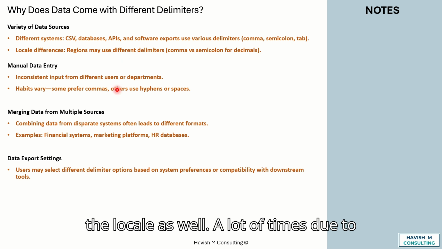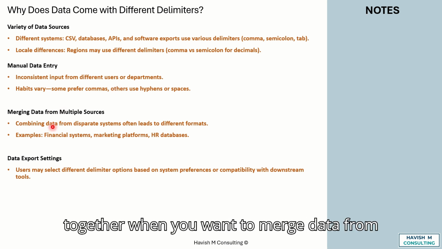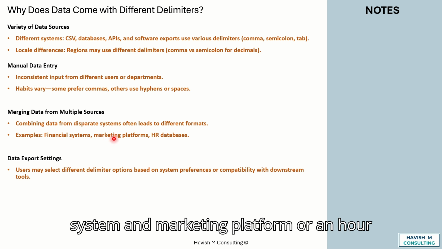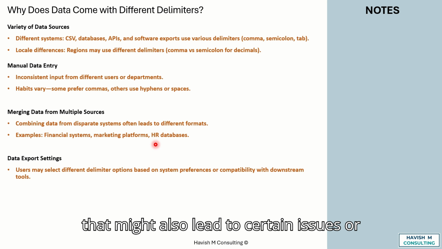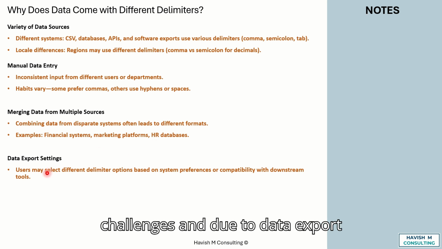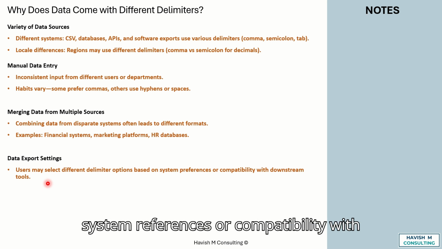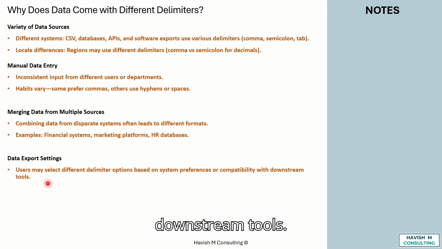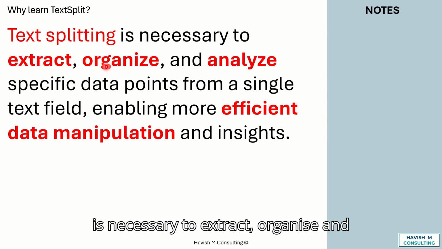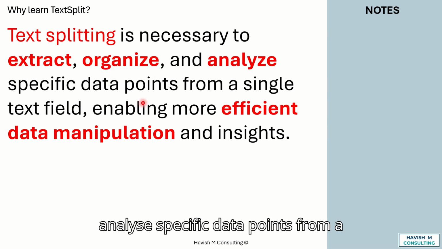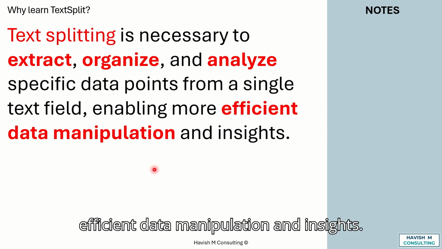A lot of times, due to manual data entry, there might be issues when different files are consolidated together. When you want to merge data from different sources, such as a financial system, a marketing platform, or an HR database internally from an organization, that might also lead to certain challenges. And there are data export settings, wherein different delimiter options might be based on different system preferences or compatibility with downstream tools. Essentially, text splitting is necessary to extract, organize, and analyze specific data points from a single text field, enabling more efficient data manipulation and insights.